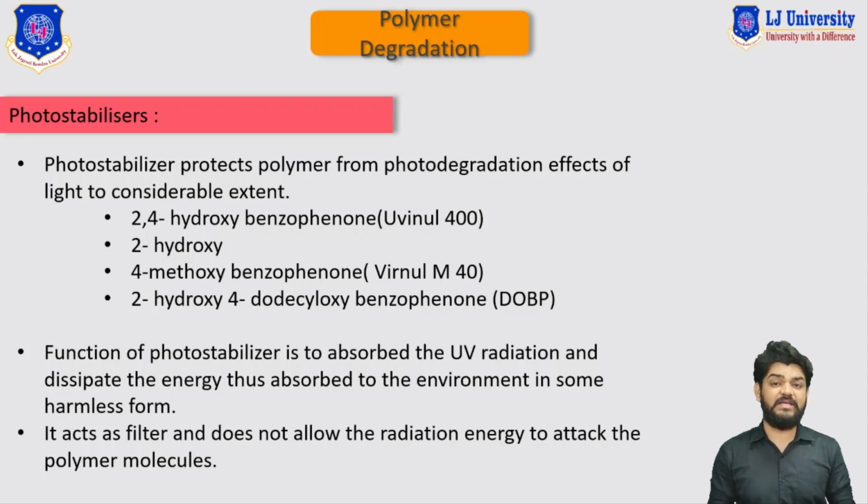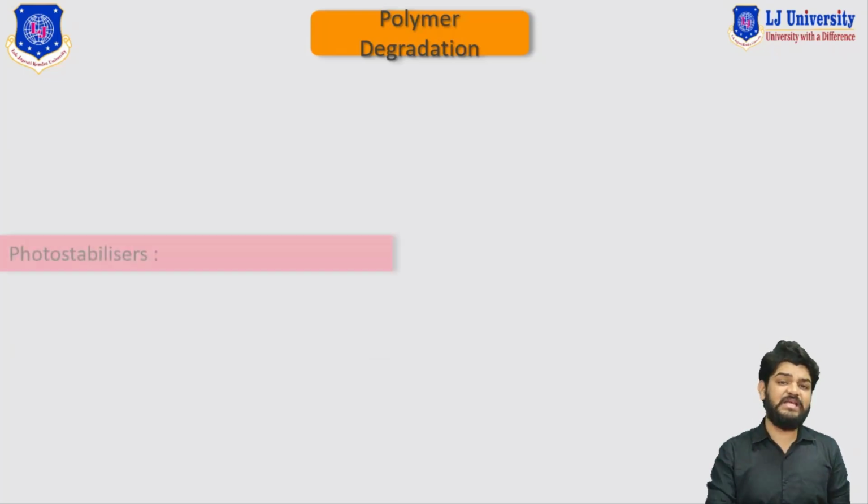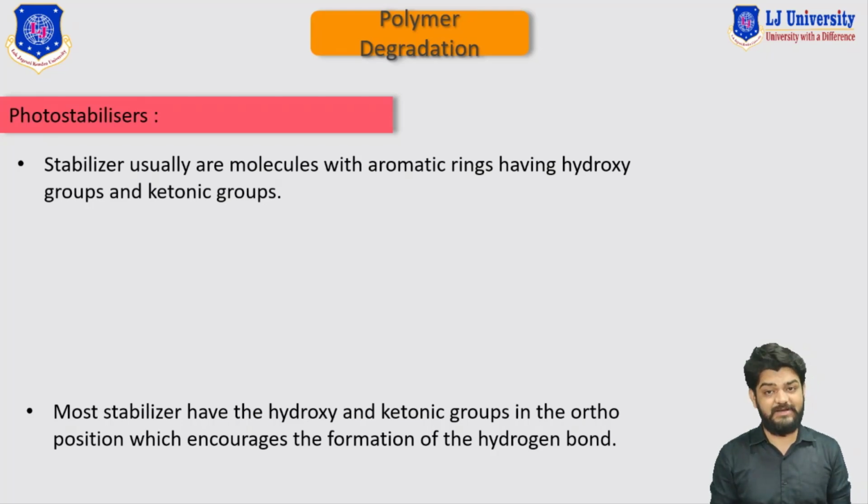So we can say that this photostabilizer provides a kind of shield to the polymer, and hence the polymer is protected from the harmful UV radiation of the sun, and we can reduce the photodegradation of our polymers. Hence, photostabilizers find large application in the polymer industries. So, this was the function of the photostabilizers. Now, let's understand some examples of the photostabilizer, and let's see what is actually happening on the molecular level when the photostabilizer absorbs the UV radiation.